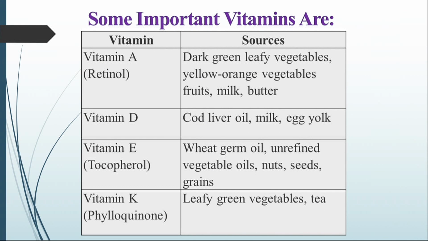Vitamin A, or retinol. We get this from dark green leafy vegetables, yellow-orange vegetables, fruits, milk, and butter. Vitamin D, we get from cod liver oil, milk, and egg yolk. Vitamin E, tocopherol, wheat germ oil, unrefined vegetable oils, nuts, seeds, and grains. And finally, vitamin K, phylloquinone, we get from leafy green vegetables and tea.